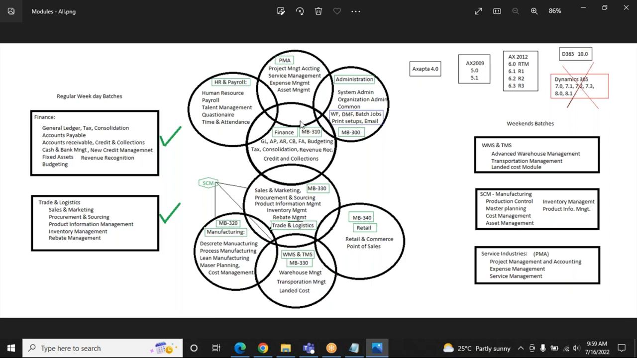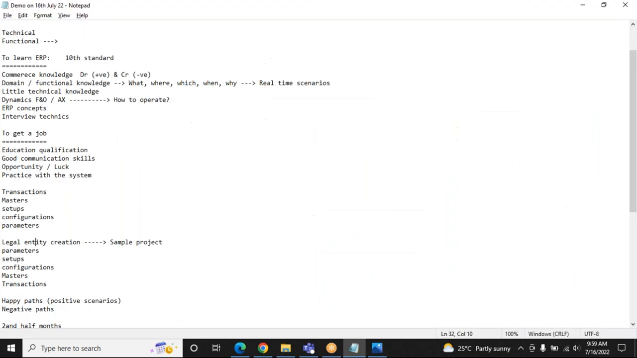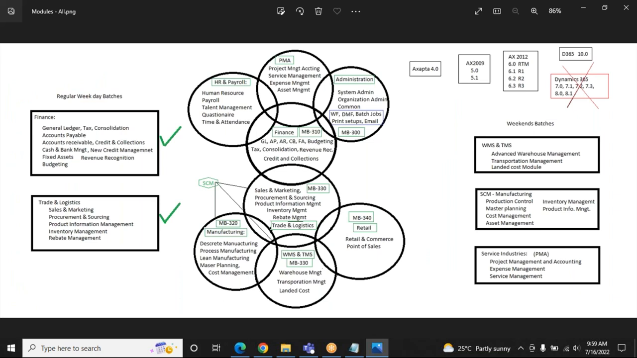Finance is fine. Understood? The most demand in the market today is for finance and trade and logistics. Actually, demand for manufacturing is also huge. Suppose 10 people are required, but only 5 people are available in manufacturing, because manufacturing is a little bit complex.